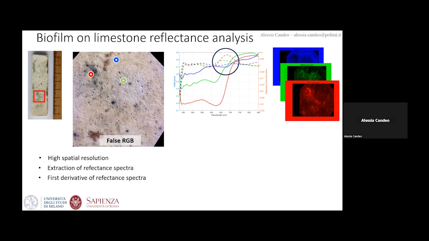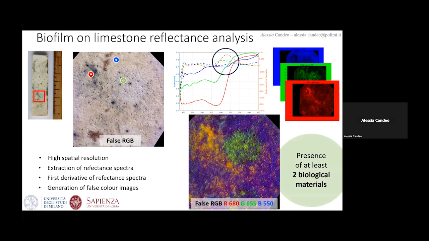And we can color code them with blue, green, and red color to create a composite image where the red channel corresponds to the first derivative at 680 nanometers, the green color corresponds to the 655 nanometers first derivative peak, and the blue channel corresponds to the 550 nanometer first derivative peak. And through this composite image, we can start saying that there are at least 2 biological materials that are present on the surface of this stone.